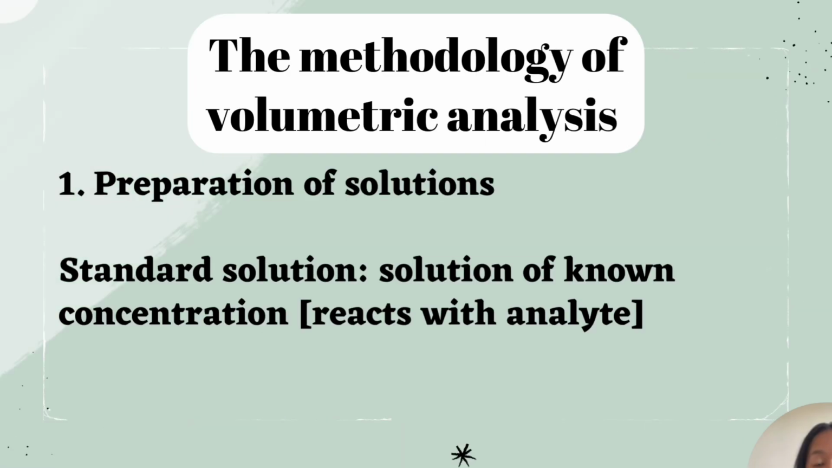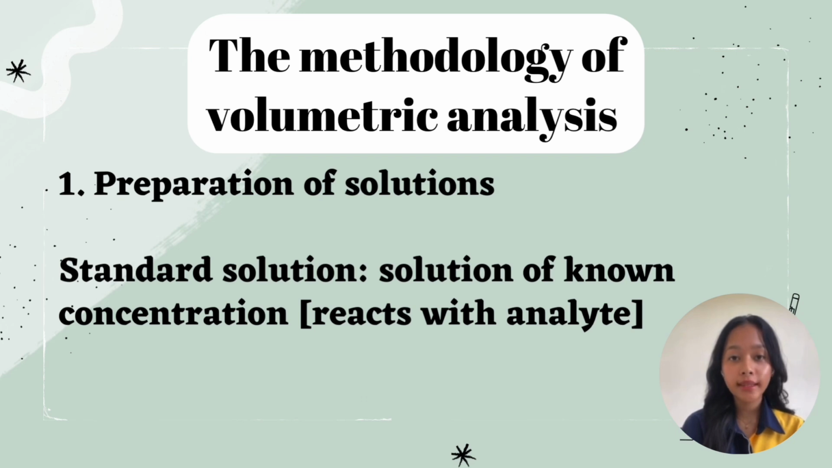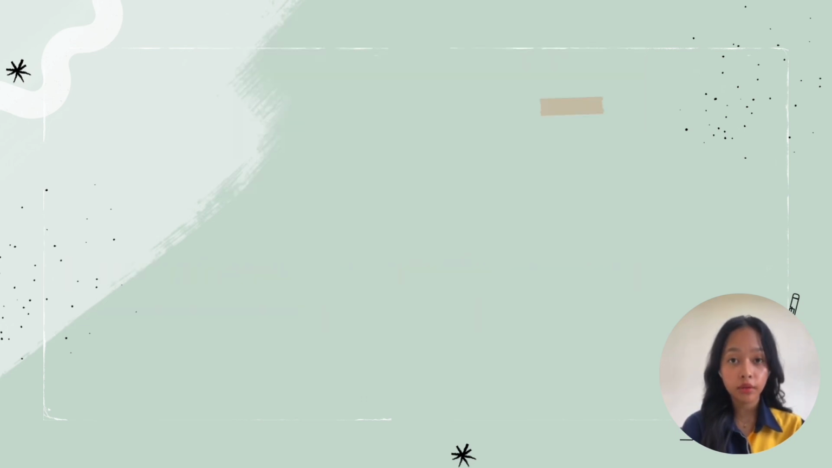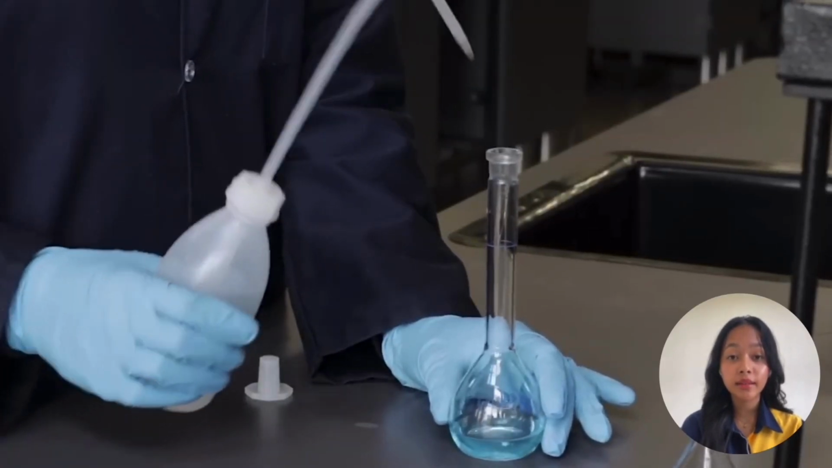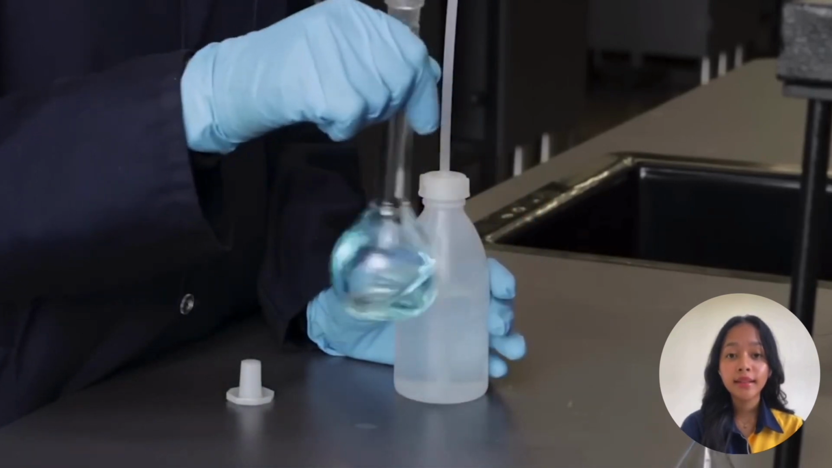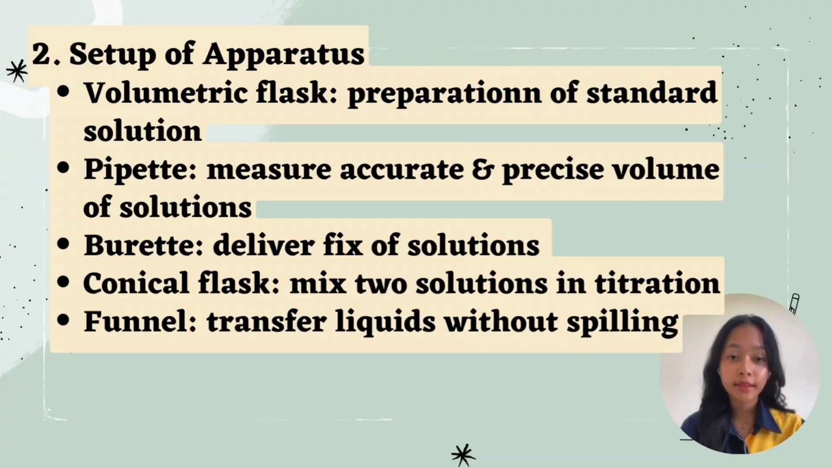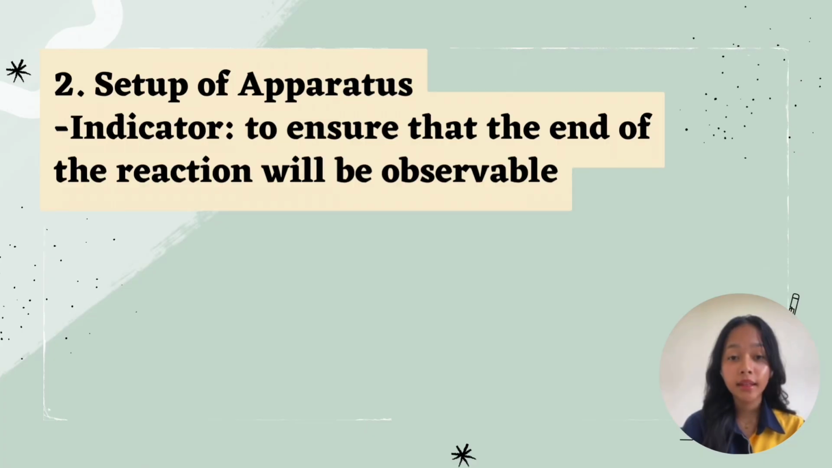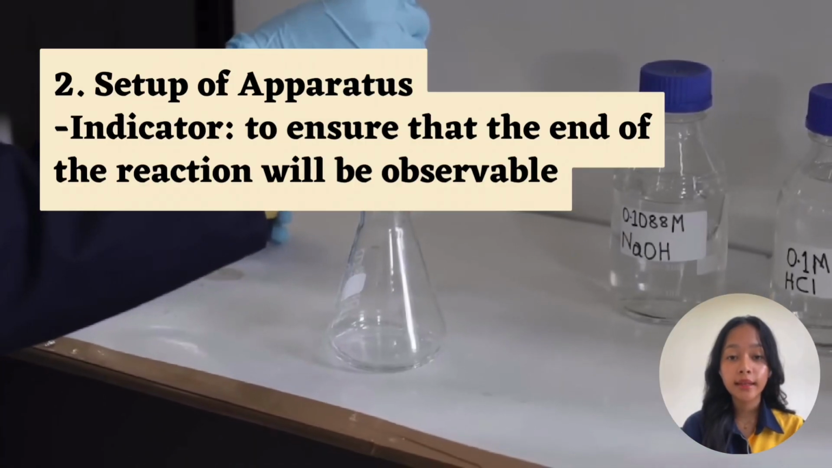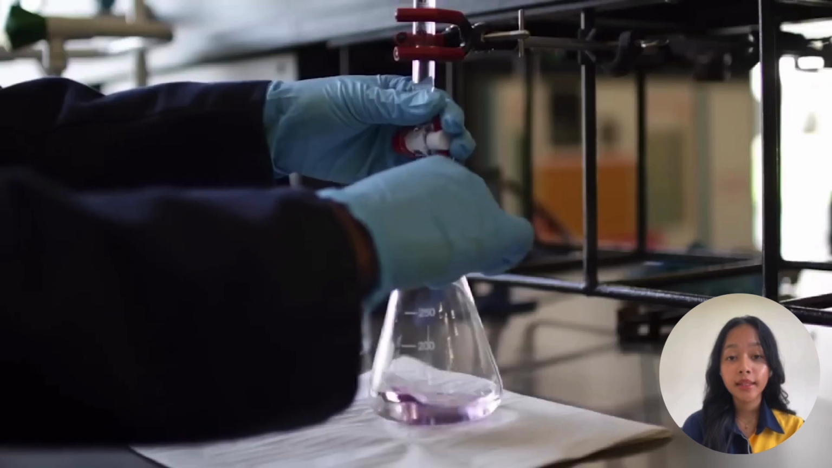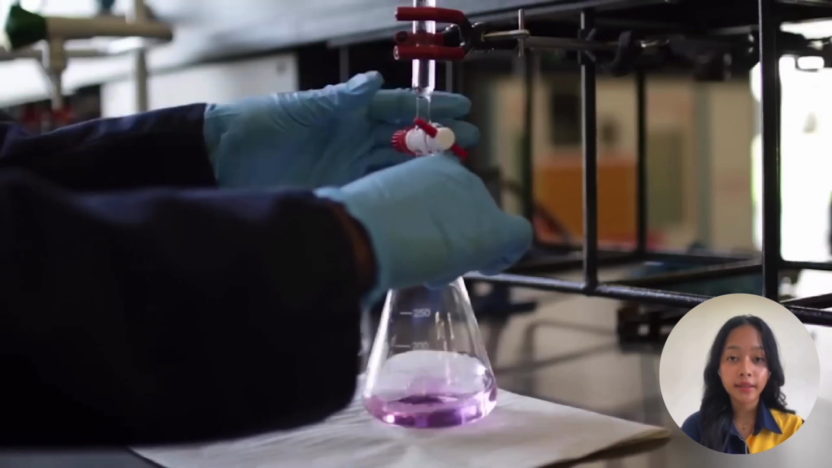The methodology of volumetric analysis involves the following key steps. First, preparation of solutions. Prepare a standard solution, which is a solution of known concentration. This solution will react with the analyte, the substance being measured. Next, the setup of apparatus. Use a burette or precise dispensing instrument to add the titrant to a flask containing the analyte. The flask usually contains an indicator, a chemical that changes color at the endpoint of the reaction.